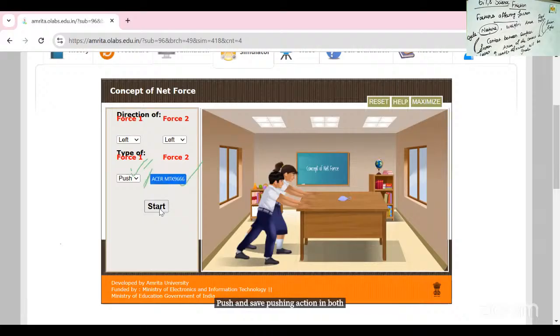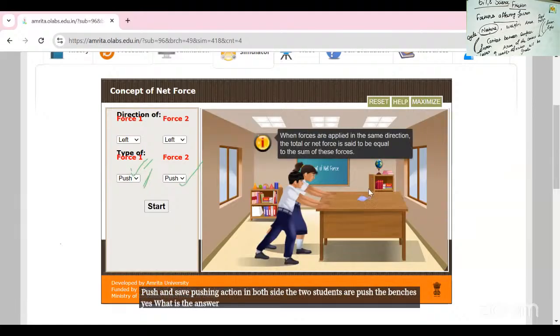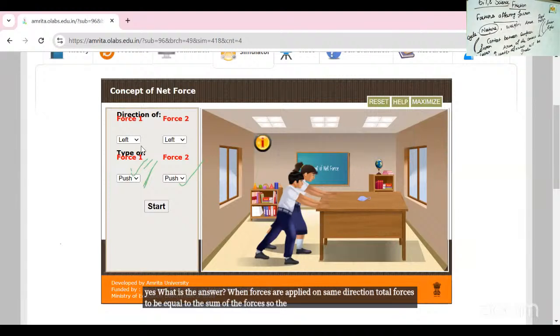The two students are pushing the benches. Yes. What is the answer? When forces are applied in the same direction, the total force is equal to the sum of the forces. So, the benches move to the front side.